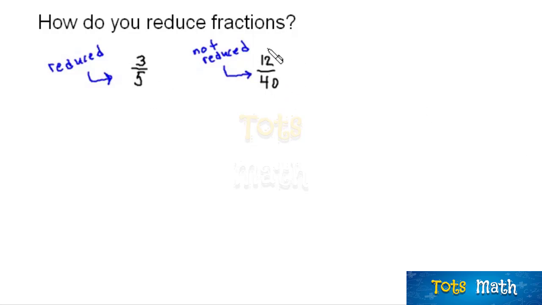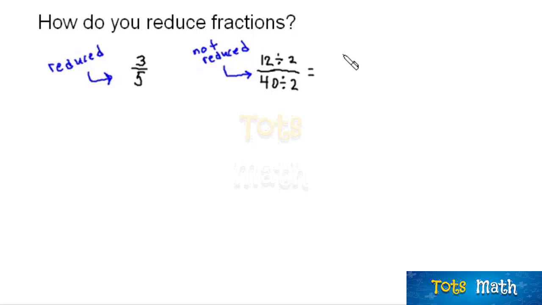Here's an example of a fraction that hasn't been reduced. 12/40. 12 and 40 share some common factors. And I know that 12 and 40 are both even numbers. So that means they must have the factor 2 in common. So I can divide the numerator and the denominator by 2 to reduce this fraction. So let's go ahead and do that. We'll divide 12 by 2 and 40 by 2.